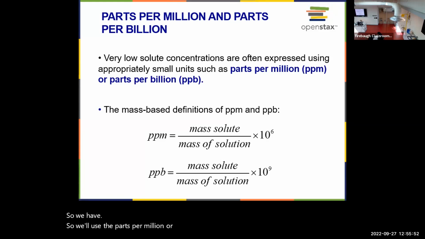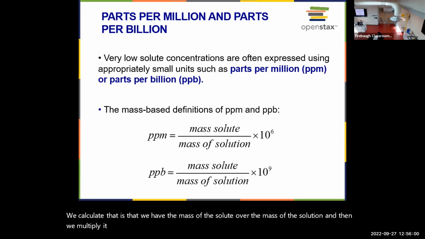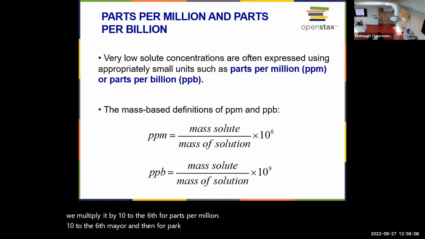And the way that we calculate that is that we have the mass of the solute over the mass of the solution. And then we multiply it by 10 to the 6 for parts per million. And then for parts per billion, we multiply it by 10 to the 9.